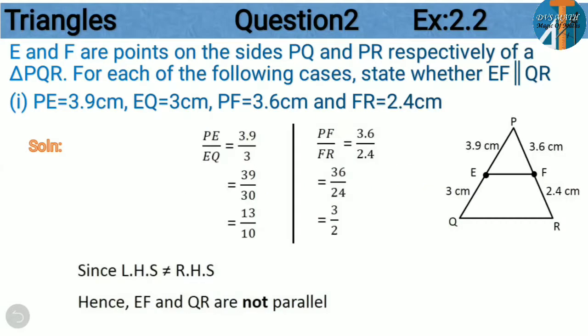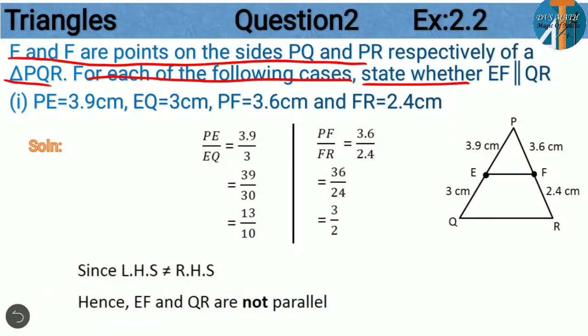So the second question is like this. E and F are the points on sides PQ and PR respectively of a triangle PQR. For each of the following cases, state whether EF is parallel to QR. Observe, this second question is related to the converse of BPT. That means we have to consider the other two sides, and if the other two sides are in the same ratio, then it is parallel. If it is not, it is not parallel.